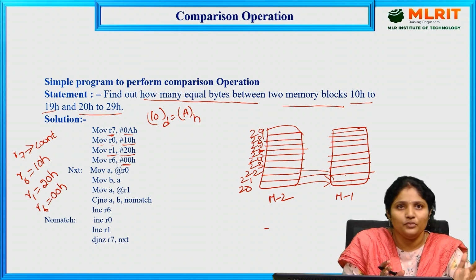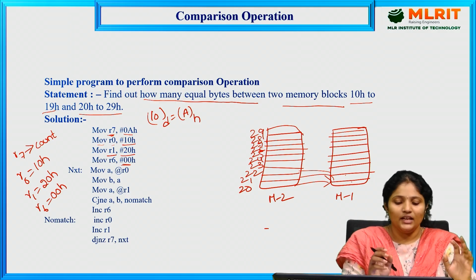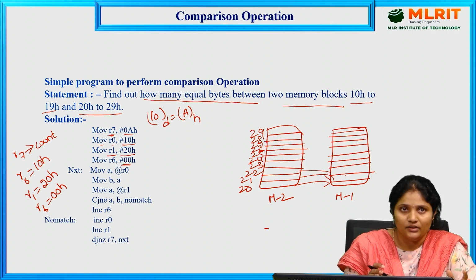Now all the inputs have been taken. Now I need to take the content from the location and compare it. If there is a match, I need to increment the R6 register. If not, I need to decrement. Like that I need to perform. So let's see what I have already written.